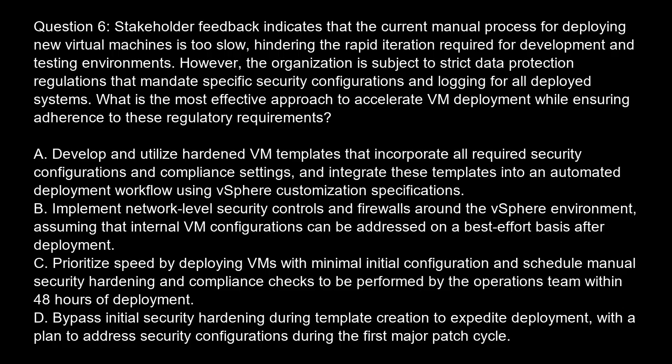Option C. Prioritize speed by deploying VMs with minimal initial configuration and schedule manual security hardening and compliance checks to be performed by the operations team within 48 hours of deployment. Option D. Bypass initial security hardening during template creation to expedite deployment, with a plan to address security configurations during the first major patch cycle.